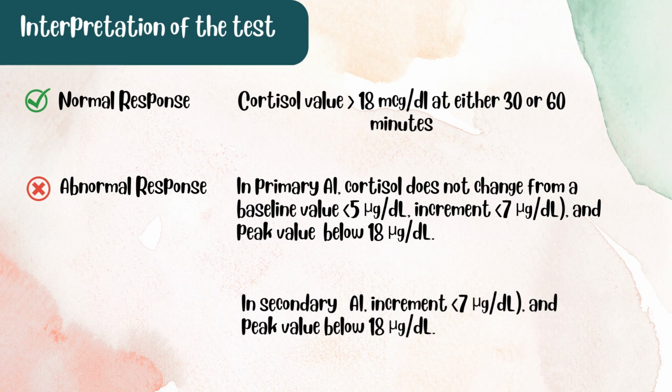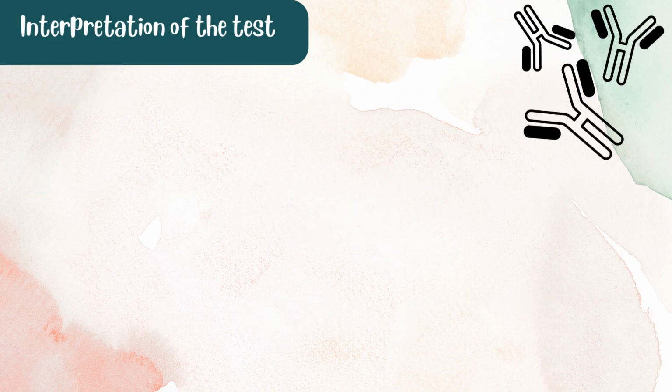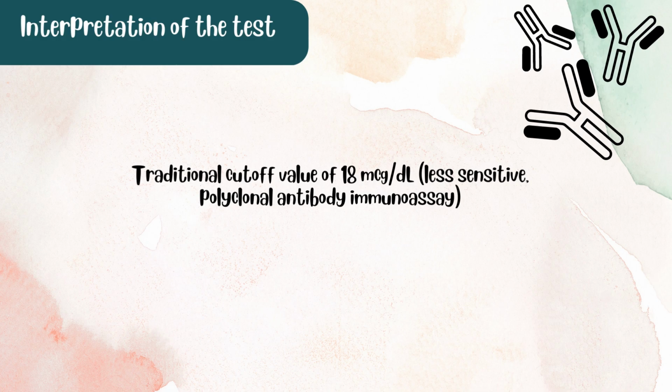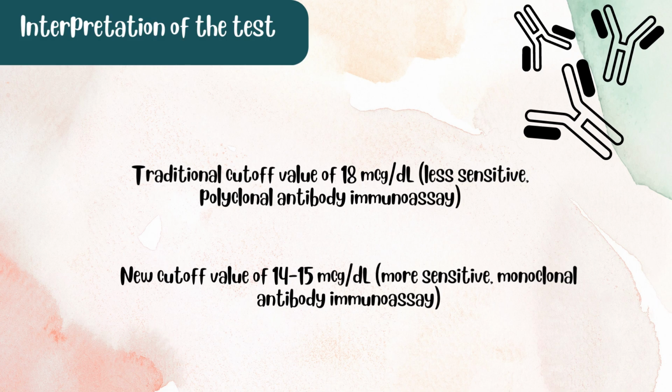The traditionally accepted cutoff value for post-stimulation cortisol, that is 18 micrograms per deciliter, was based on polyclonal antibody-based immunoassays. In recent years, immunoassays such as the Roche Elecsys 2 assay are based on a monoclonal antibody with a much lower detection limit for cortisol. Consequently, when using these newer assays, the acceptable post-stimulation cortisol level, especially at 60 minutes, is anywhere from 14 to 15 micrograms per deciliter and not the traditional cutoff of 18 micrograms per deciliter.